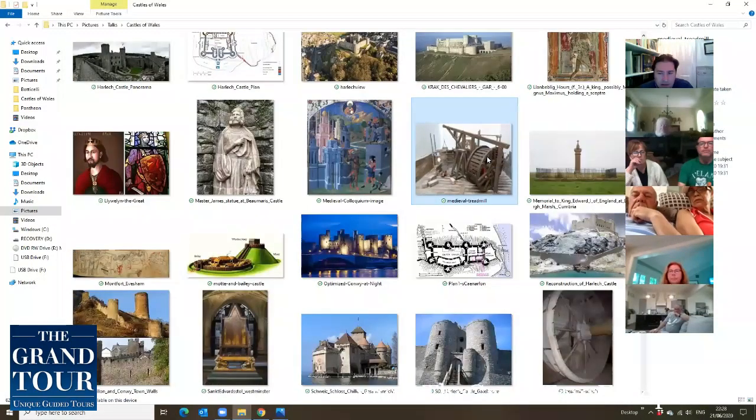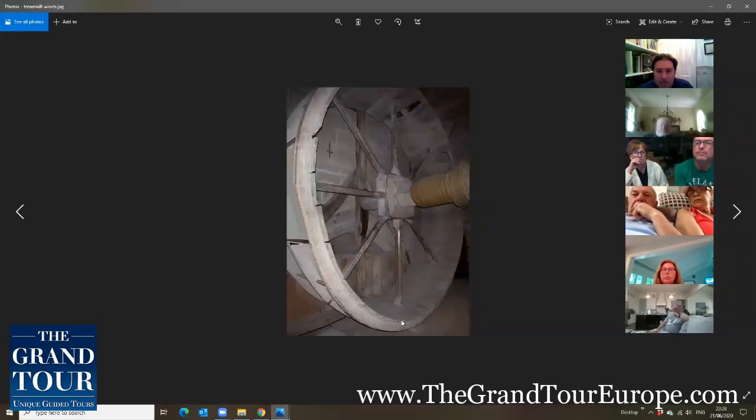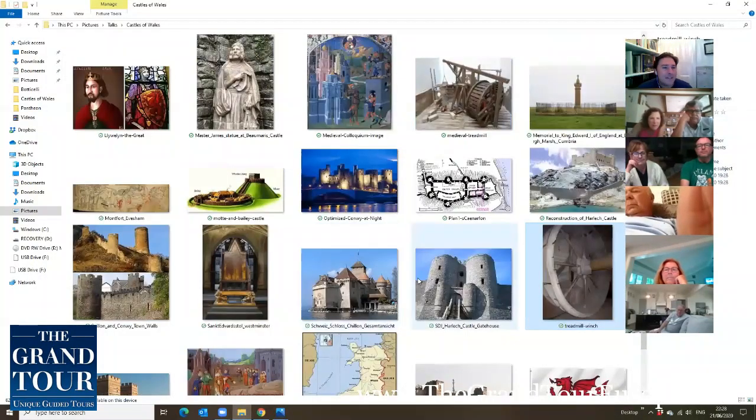Also, I might have another illustration of that. This is the treadmill winch, basically. So they use the winch where people can just walk inside, and then this would pull up the thing. This is something, isn't it? Oh my God. And then let me just see.